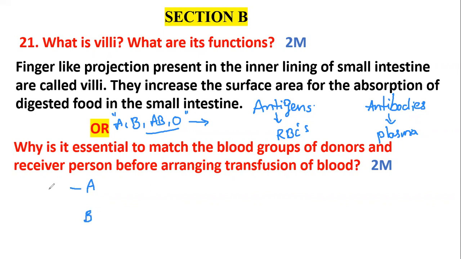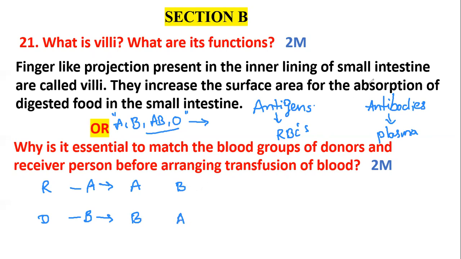We'll consider the receiver's blood, and take an example to understand. Then it will be the donor. We will think in that manner. If the donor has blood group A, that person contains antigen A and antibody B. If the donor has blood group B, then he contains antigen B and antibody A.